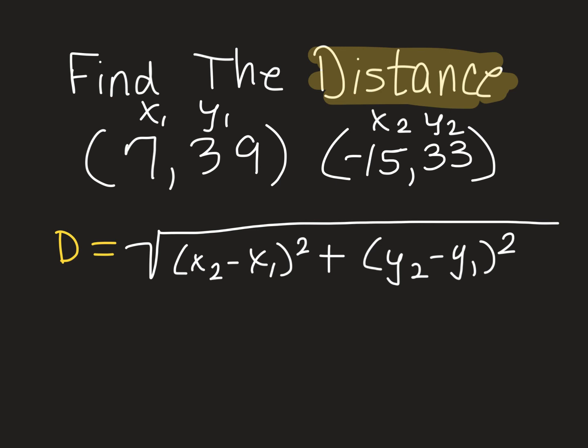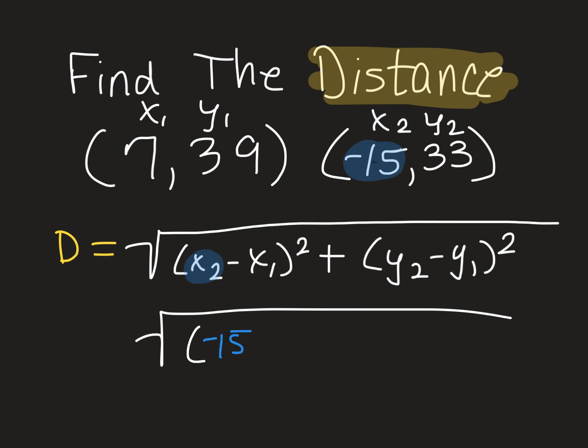So I'm going to substitute in those values into the formula. And so my x2 is going to be that negative 15. I'm going to subtract x1. And then, of course, you know that you need to have that in parentheses because we're going to square them in just a minute once we get that difference.